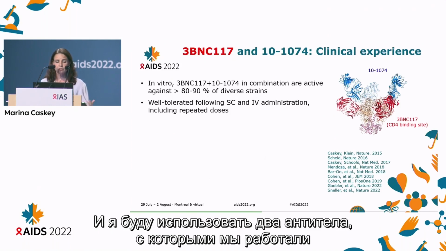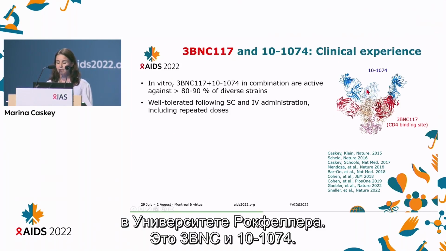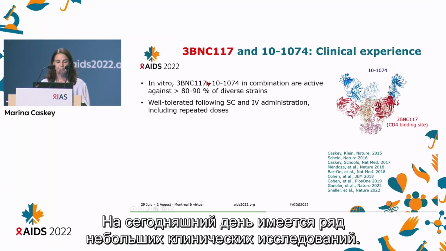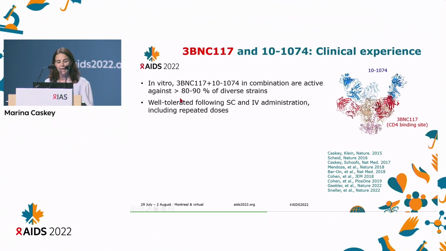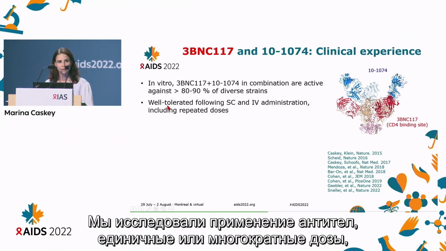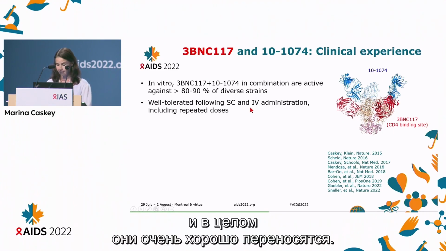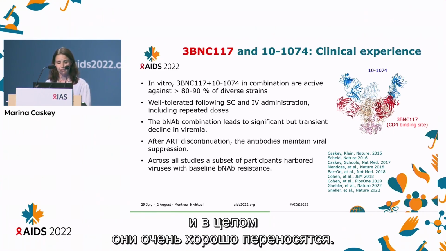So I'll use the two antibodies that we've been working with at Rockefeller. They are 3BNC and 1074. 3BNC targets the CD4 binding site, and 1074 the V3 loop. They've been in a series of small clinical studies so far, and we tested either single or repeated doses of the antibodies, either sub-Q or intravenously, and in general they have been very well tolerated.